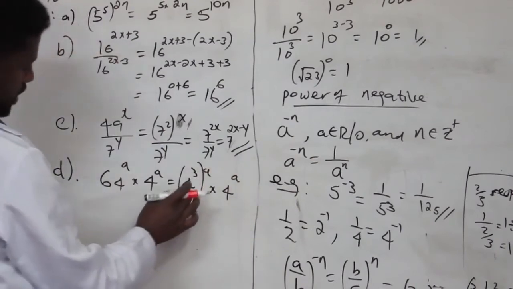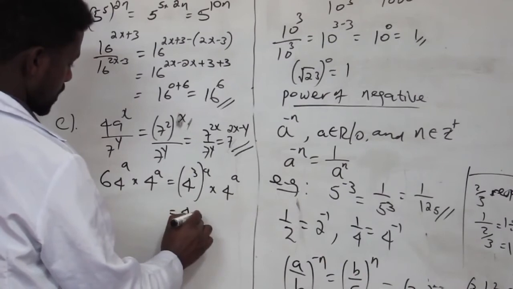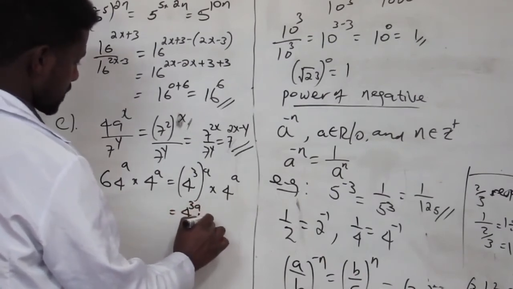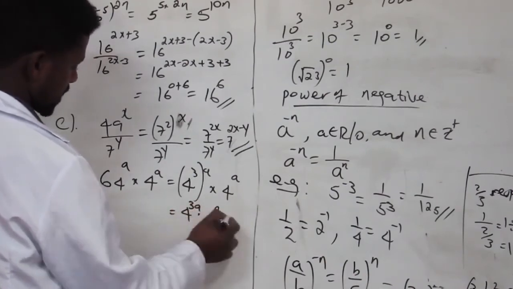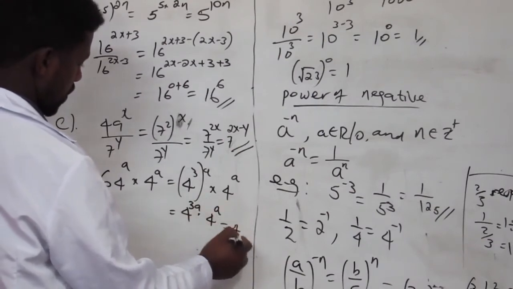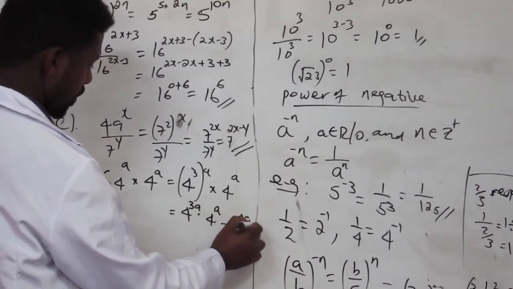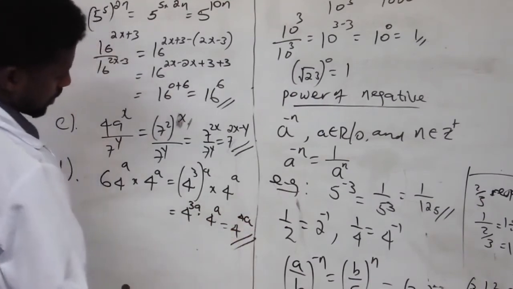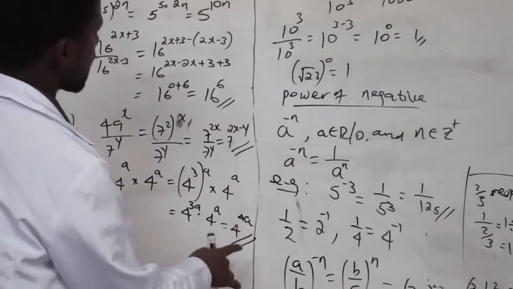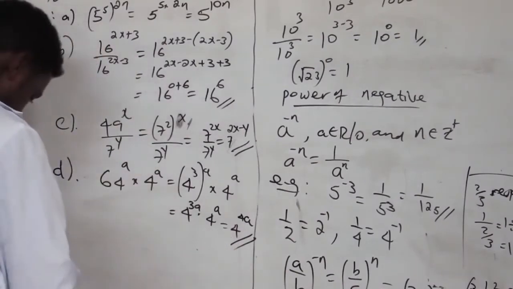4 to the power of a. In this case 3 times a is 3a. This is equivalent to 4 to the power of 3a times 4 to the power of a. And with the same base, we can add exponents. 4 to the power of 3a plus a is 4 to the power of 4a, right? So this is the simplified form of 64 to the power of a times 4 to the power of a.